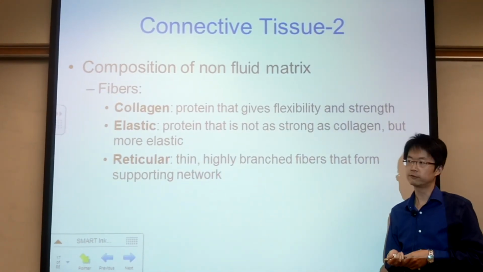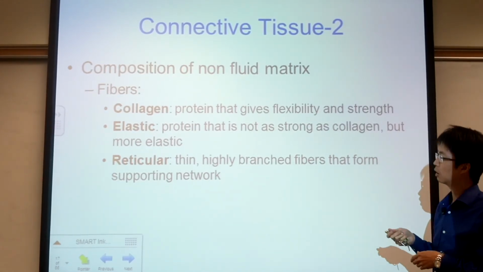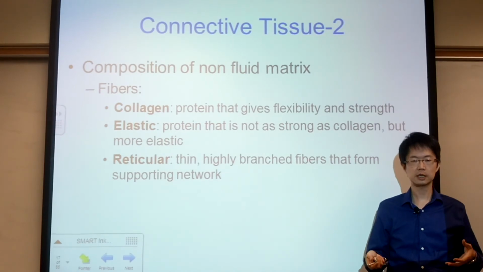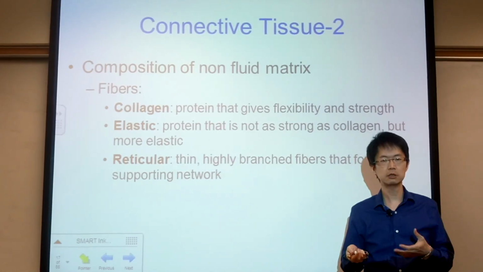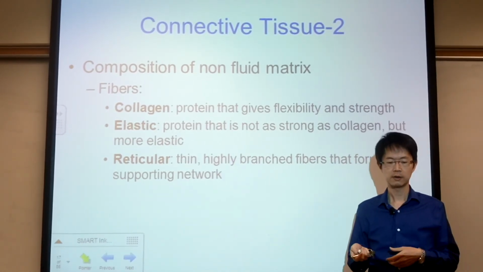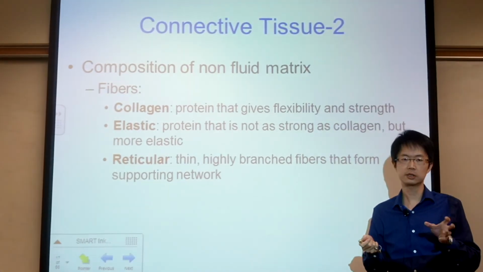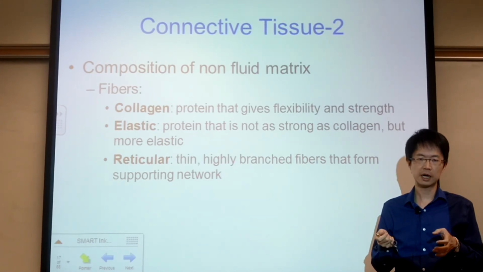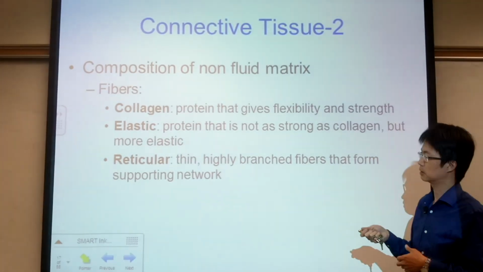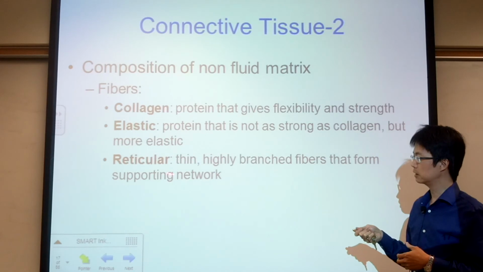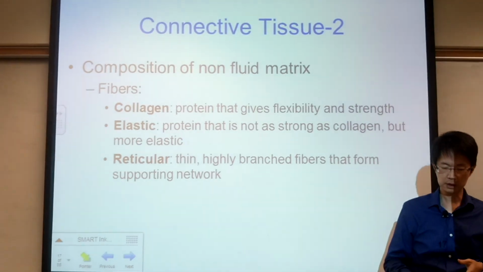In the matrix, you have three types of fibers: collagen, elastic, and reticular. Collagen fibers are the biggest in size and they are the toughest. If the tissue has collagen, it will make the tissue very, very strong. It gives flexibility and strength. Elastic fibers are the second, the medium size. As the name suggests, elastic fibers are stretchable, they are elastic. And reticular fibers are the thinnest, the weakest ones. They form a supporting network, highly branched.